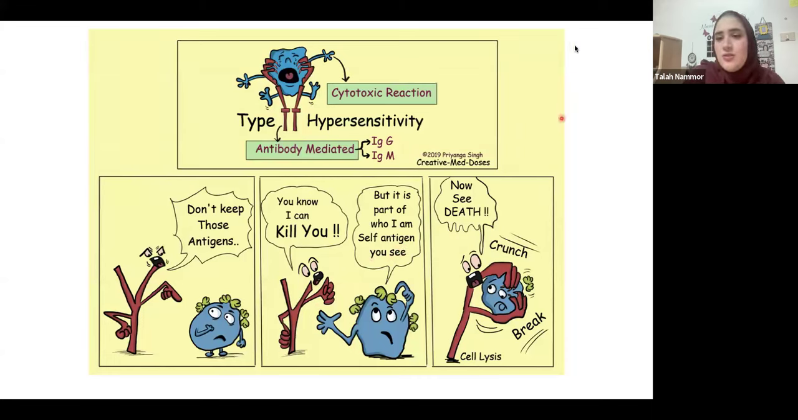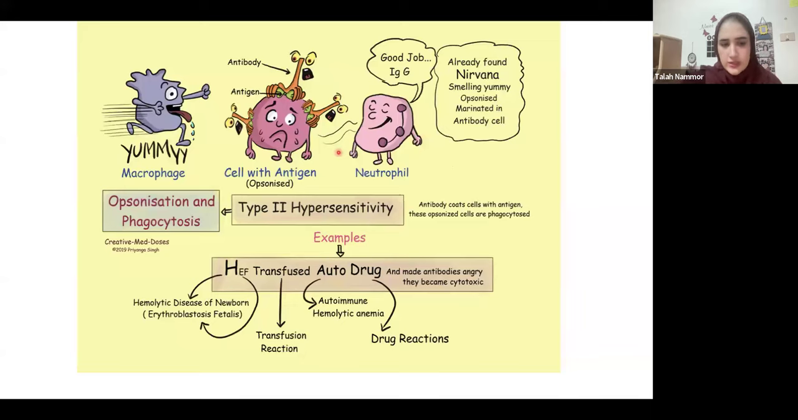Now you guys are thinking, didn't we say that we don't attack self antigens, that our body does not attack itself, right? Now in type 2 hypersensitivity, there's an underlying problem that causes the antibodies to attack whatever kind of cells. All right, so let's start. This type 2 hypersensitivity reaction can be caused by so many different things, okay? And the mechanism of action is important.